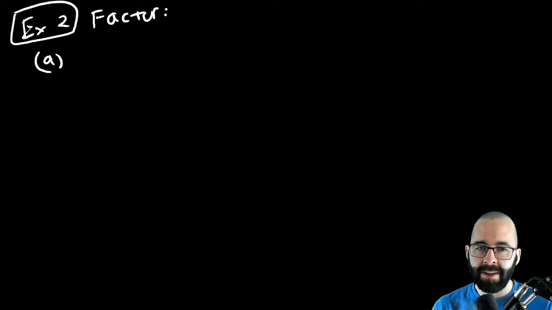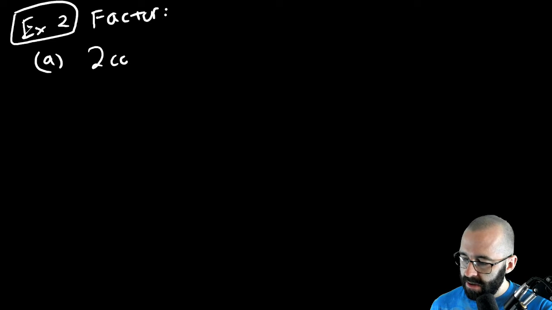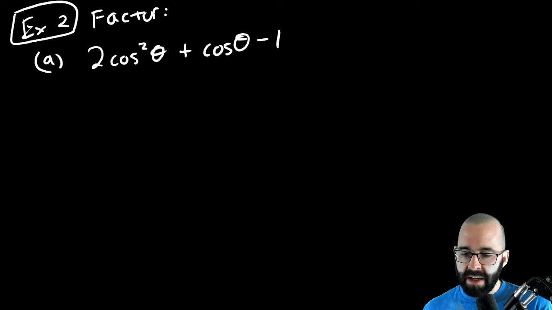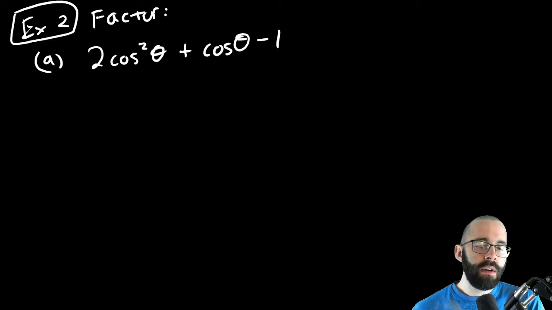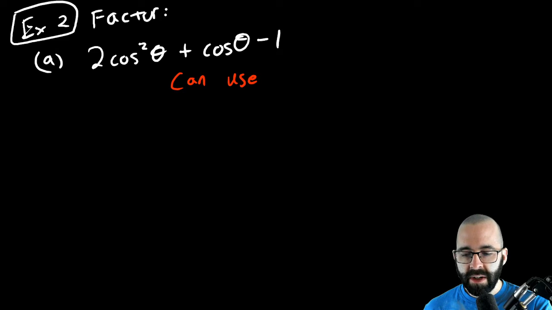Let's do an example. Example 2, factor the following. And I said we can't review factoring, but don't worry. This is spicy review. This is factoring trig. 2 cosine squared of theta plus cosine of theta minus 1. Now, most people are kind of weak at factoring in the first place and definitely struggle with factoring trig. So if you want, you can use a substitution to make our lives easier. That's what we're going to show you how to do.